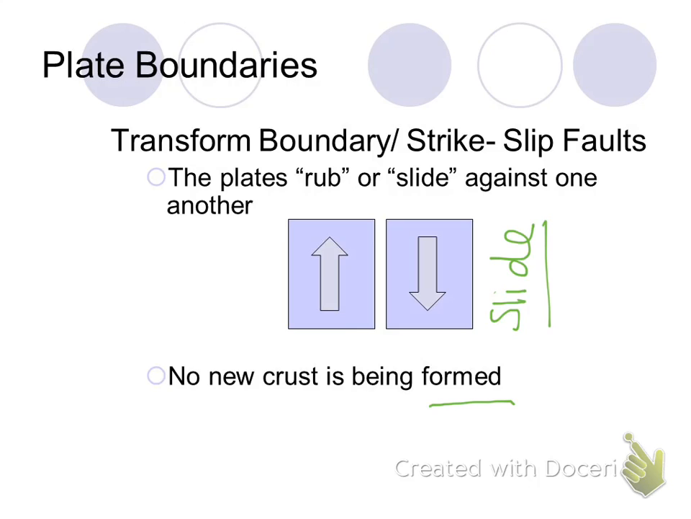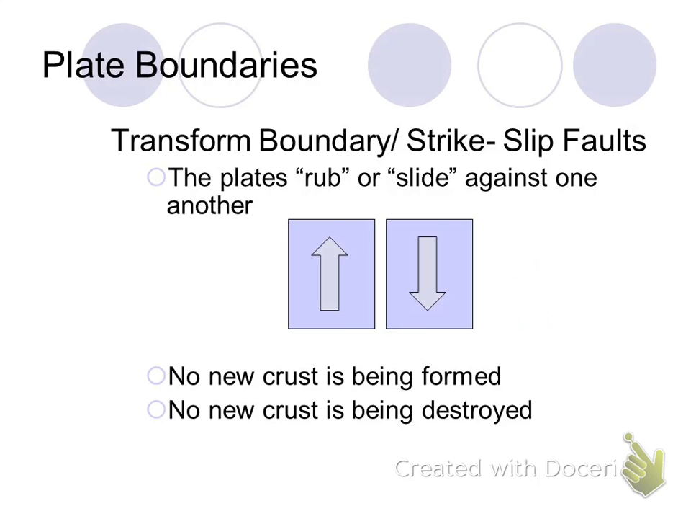All right, so the key with this is no crust is formed. So nothing new is created with a transform boundary. Also, along with that, no crust is formed, but no crust is destroyed either. So that first bullet underneath your pictures there, no crust is formed, no crust is destroyed. Okay. All right. And so what happens, nothing's created, nothing's destroyed.